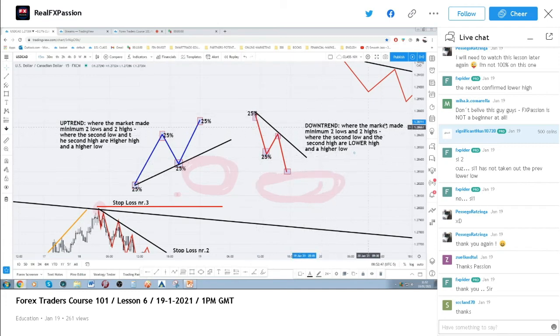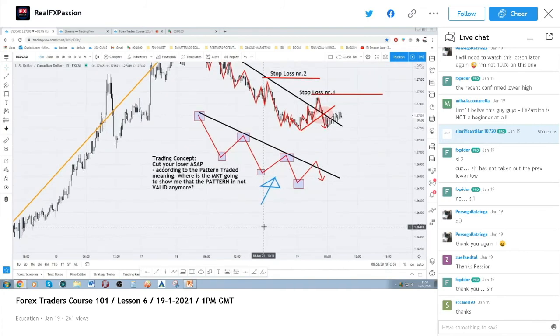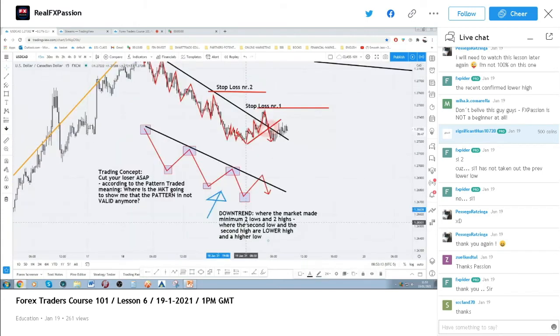What is the definition of a downtrend? Where the market made a minimum of two lows and two highs, the second high and the second low being a lower high and a lower low. Make sense, everybody? So how are you going to answer the question? If this is the definition, what is a downtrend? Where the market made minimum two lows and two highs, where the second low and the second high are lower lows and lower highs.